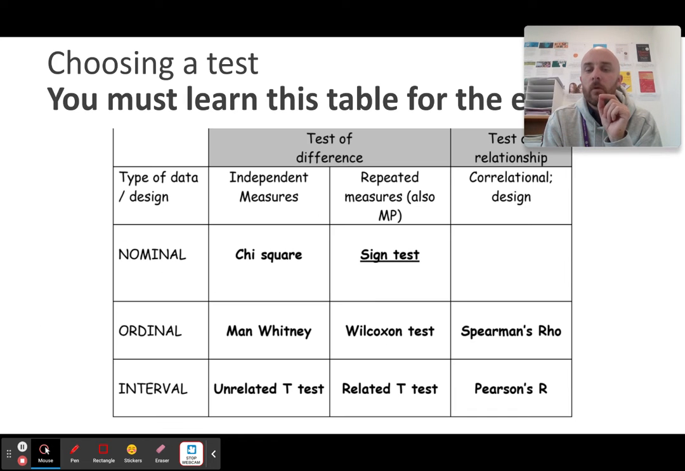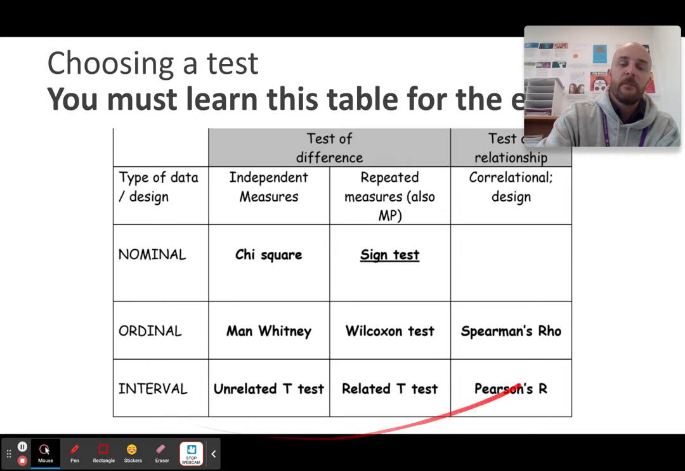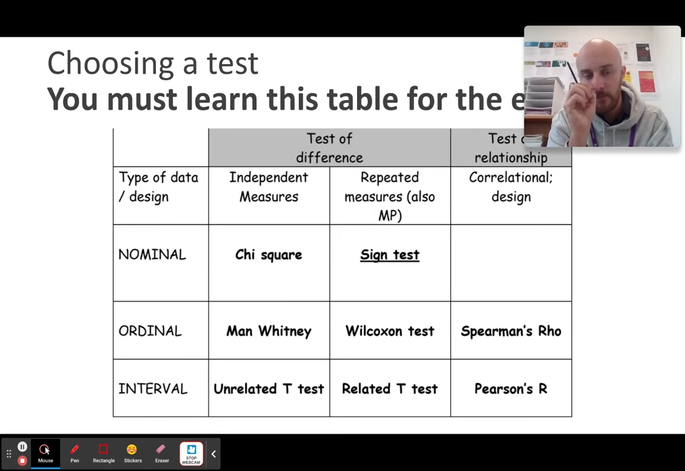Now, if you've got all 3 of those, you need to know this table. You just do. You just need to know this table. You need to be able to remember it. So down the left-hand side, we've got nominal, ordinal, interval. You need to know the order of those, by the way. NOI, right? You need to know that.